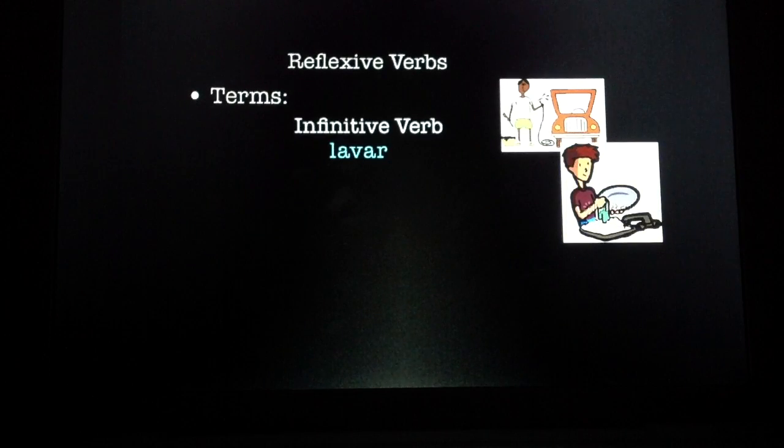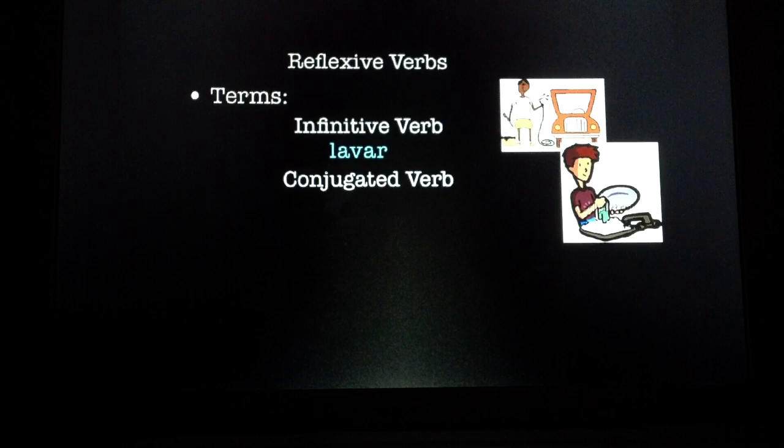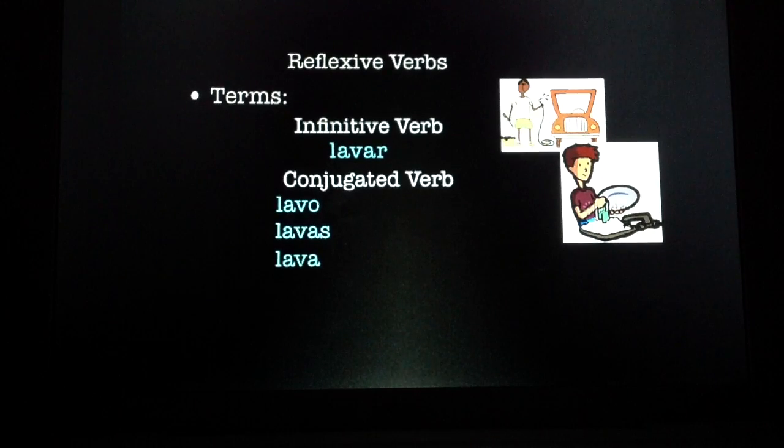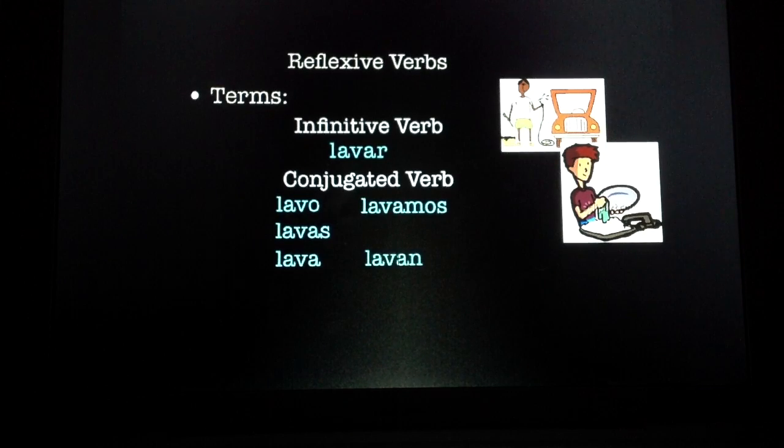We also need to understand what a conjugated verb is. You know, of course, when you take lavar and you break it down into the 5 different subjects, I wash, you wash, he washes, we wash, and they wash, it looks something like this. Yo lavo, tú lavas, él lava, nosotros lavamos, and ellos lavan.